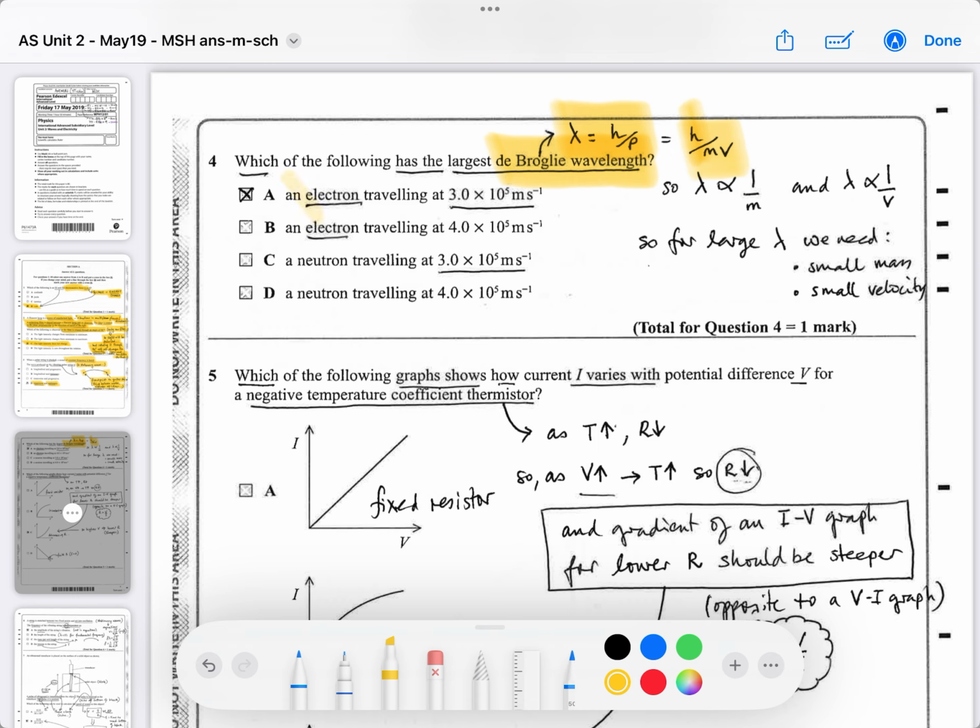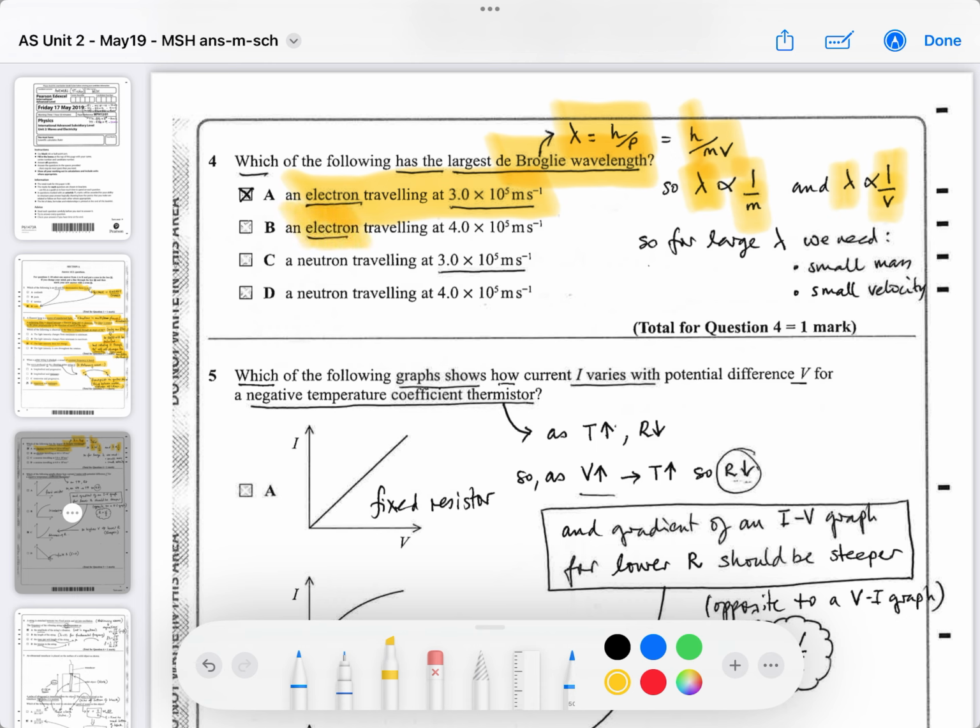An electron traveling at 3 times 10 to the 6 meters per second. Remember that lambda will be inversely proportional to mass, and lambda also is inversely proportional to velocity. An electron is a small mass, so a small mass will give a larger wavelength. Let's see the next one. So A looks like the answer, but let's see why.